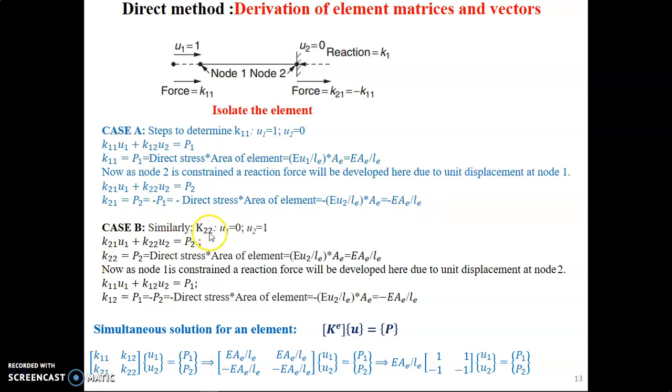Now let us find the value of K22. By the definition of the stiffness coefficient, K22 is the force that needs to be applied at the second node to produce a unit deflection at the second node, provided that node 1 is constant, or U1 is equal to 0, in case B. So we will be getting K22, with U1 equal to 0 and U2 equal to 1.